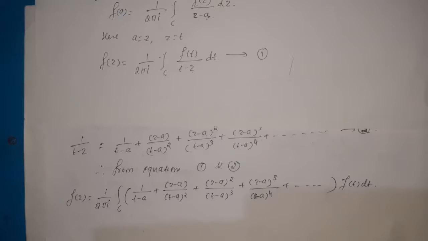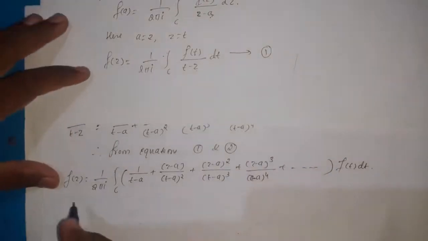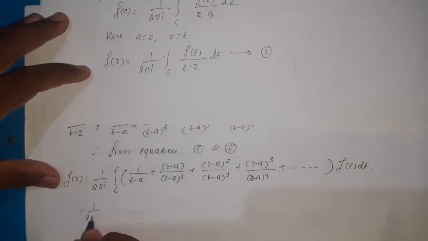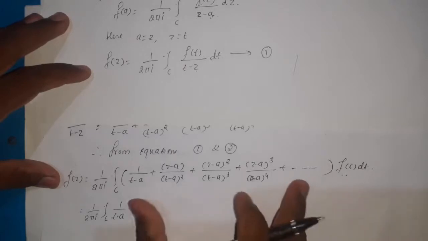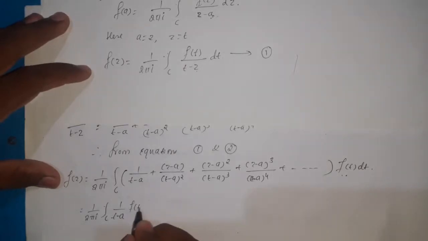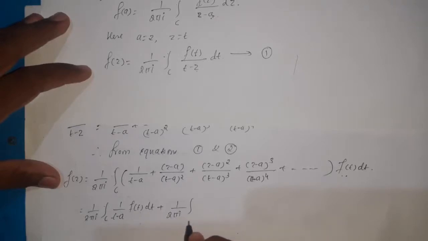Now multiply each term by 1 by 2 pi i, and this integral is for each and every term. So now separate the integral and multiply by 1 by 2 pi i. So therefore it is equal to 1 divided by 2 pi i as it is integration over c. Here it is 1 by t minus a, and here we have f of t dt. So it is also a common multiple for all the terms. So therefore it is f of t dt plus 1 by 2 pi i integration over c.